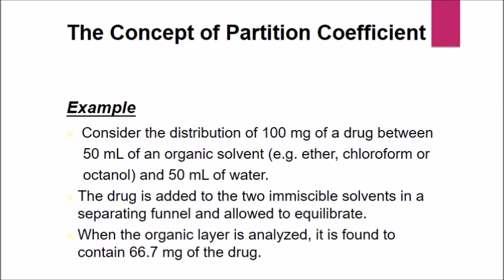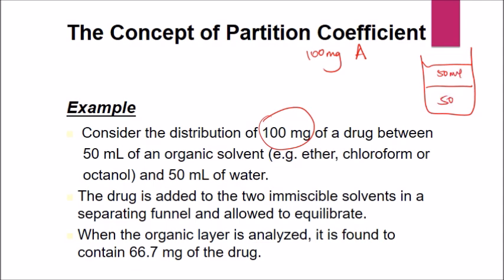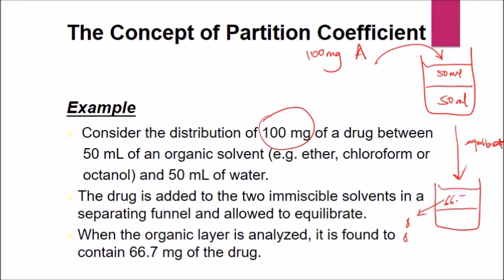Okay, example, consider that you have distribution of 100 mg of drug between 50 ml of an organic solvent, okay, and 50 ml of water, right? So let's say we have 100 mg of sample A, and we have 50 ml of the organic solvent and 50 ml of the water. When the drug is added to the two immiscible solvents in a separating funnel and allowed to equilibrate, okay, you put sample A and you allow it to equilibrate, okay, and after that you take the organic layer for analysis, and you find that in the organic layer there is 66.7 mg of drug. Okay, so what is the partition coefficient of sample A?